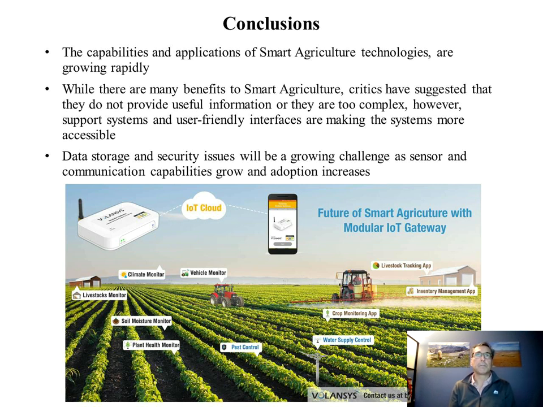So, in conclusion, the capabilities and applications of smart ag technologies are definitely growing rapidly. I think there's huge potential, no matter what discipline you're going into, whether it's environmental sciences or crop production or livestock production. I think you're going to see more and more opportunity to use smart technologies. And I encourage you to start trying to keep track of trends of these technologies within your discipline, because they are going to evolve very quickly as our computing power continues to grow.